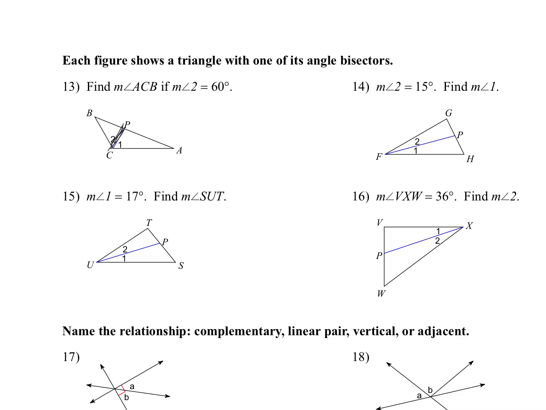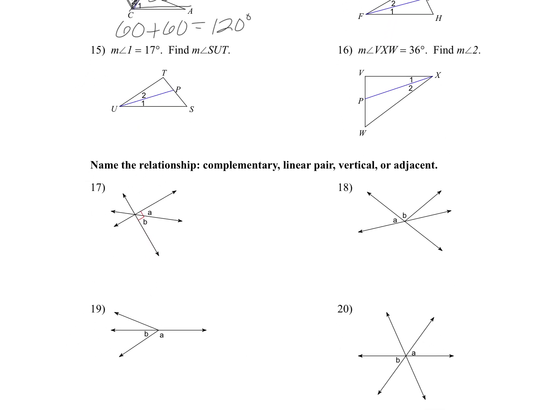So, again, we have to read carefully. We want to find ACB. It says measure of angle 2 is 60. If we know measure of angle 2 is 60, what's measure of angle 1? 60. Same thing because it split it in half, right? And now we want to find ACB, the whole thing. How do we find the whole thing? Add them together. 60 plus 60 gives you 120. We good with the angle bisectors? Just make sure you read directions carefully.